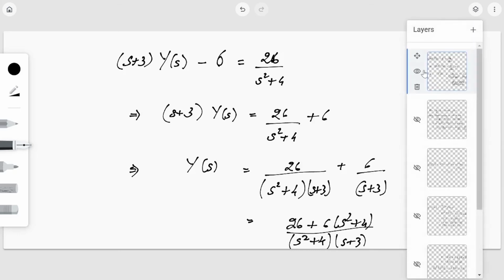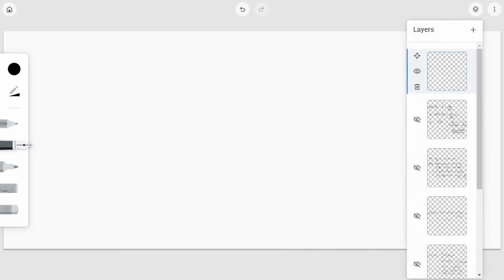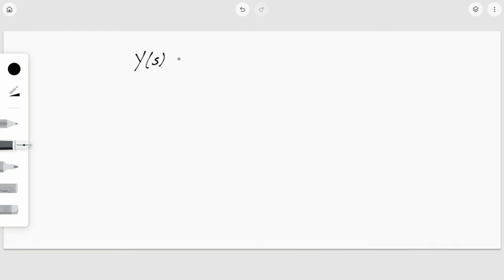So we have got the expression of Y(s). Further simplifying, I get Y(s) is nothing but (6s² + 50) divided by (s + 3)(s² + 4). Okay, so this again, if we apply the inverse Laplace transform, we will get the value of y, and actually y is the solution of the differential equation, right? So to get the value of y, we'll apply the inverse Laplace transform.